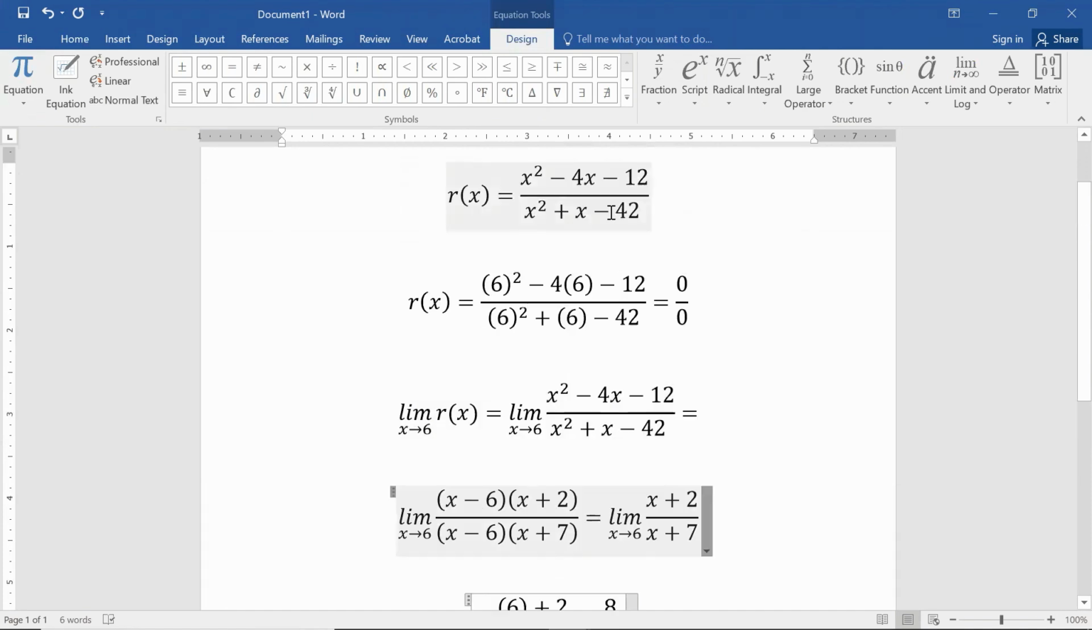Again, we're using the fact, in this step here, that while these expressions aren't exactly the same, they are exactly the same except for the point when x is equal to 6.